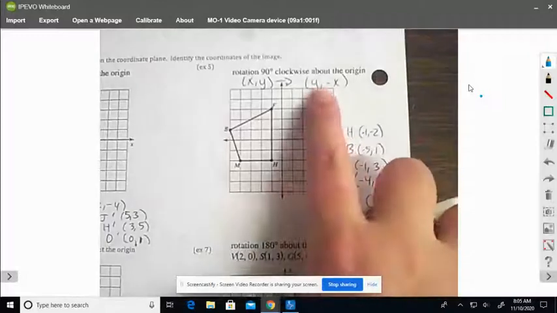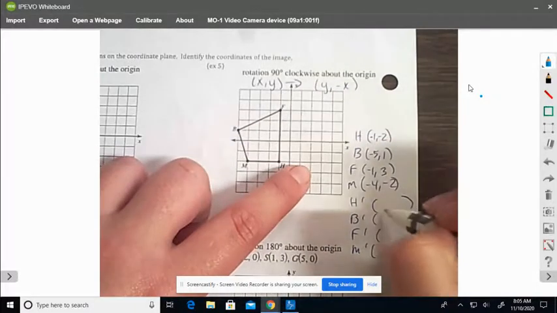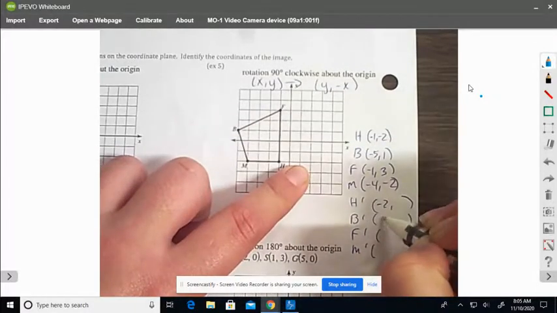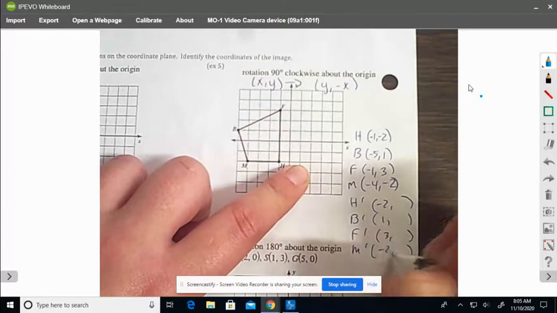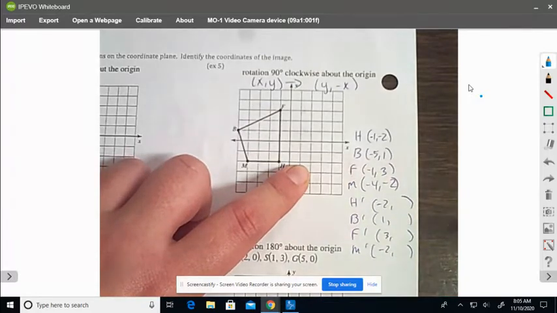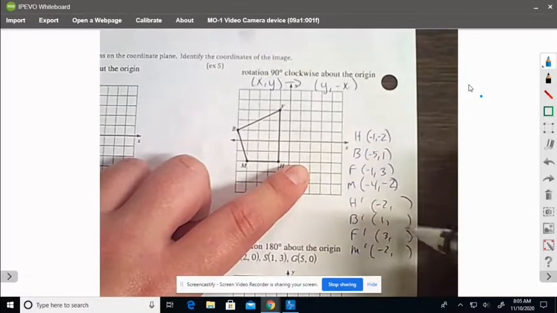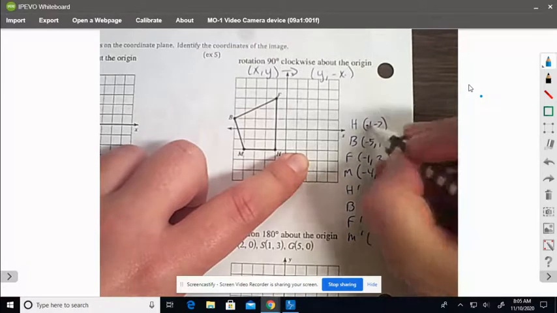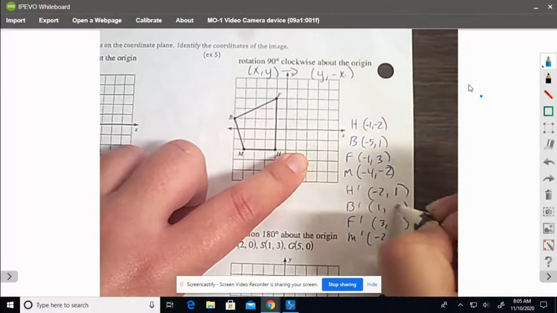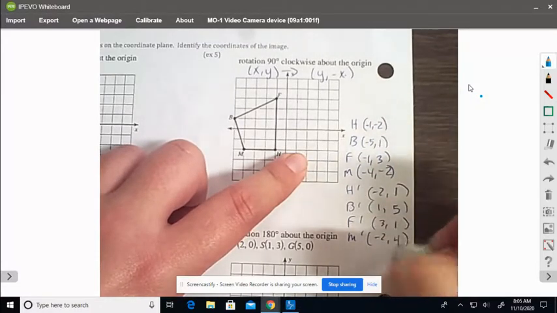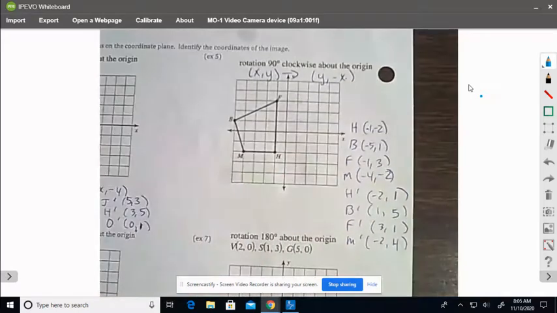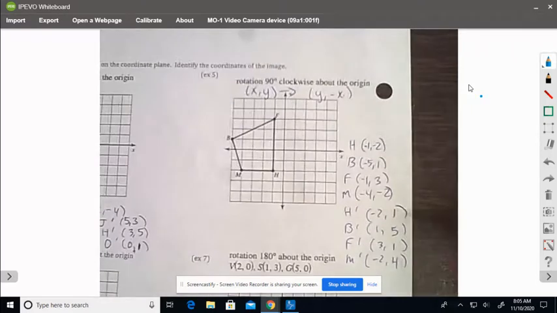So first I'm going to keep all the y's the same, and they're going to become my x's. So negative 2, 1, 3, negative 2. Then I need my x's to come in my y value place, but they all have to change their sign. So this negative 1 will become a 1, a 5, a 1, a 4. So all of them were negative, so I just changed all of them to positive. Then I'll go ahead and graph this.